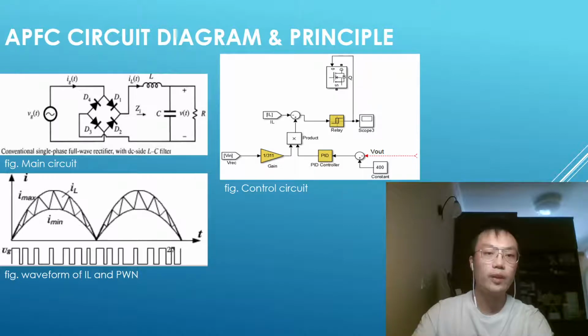The circuit of APFC contains two parts. One is the main circuit and the other is the control circuit. The main circuit consists of a single-phase bridge rectifier and a DC to DC converter.